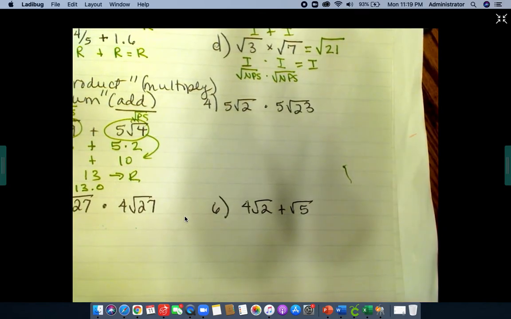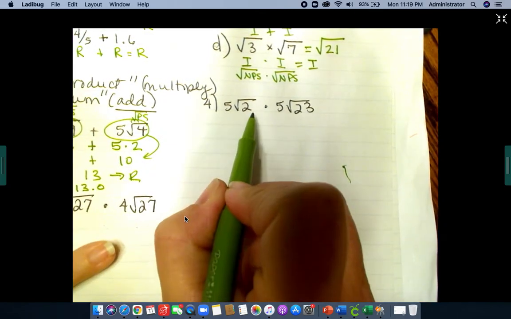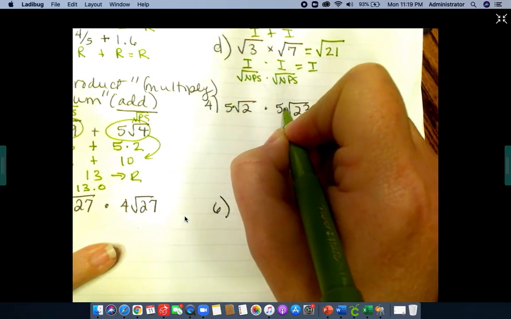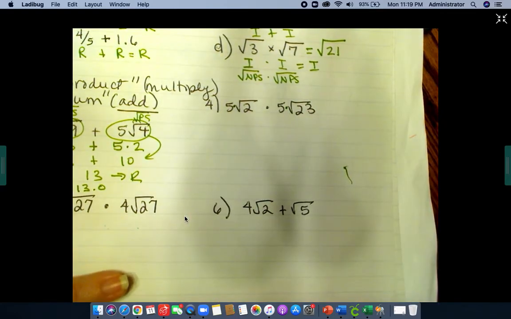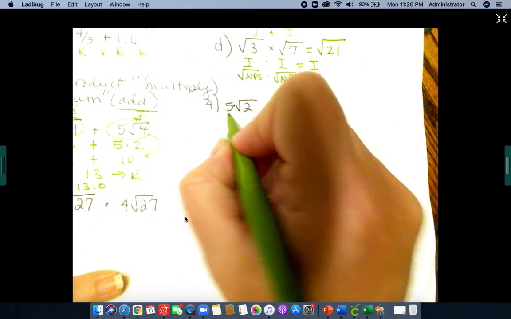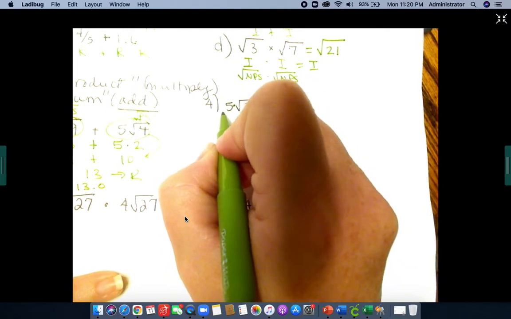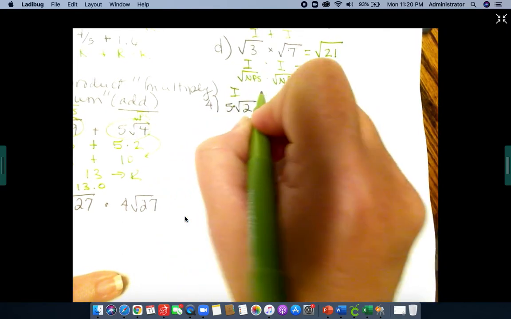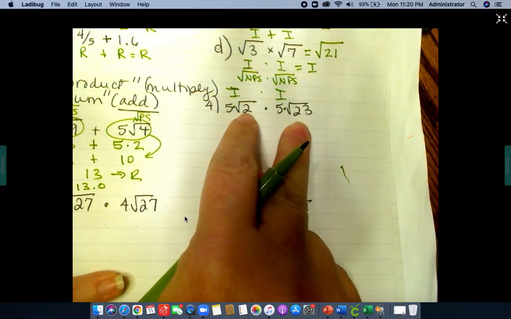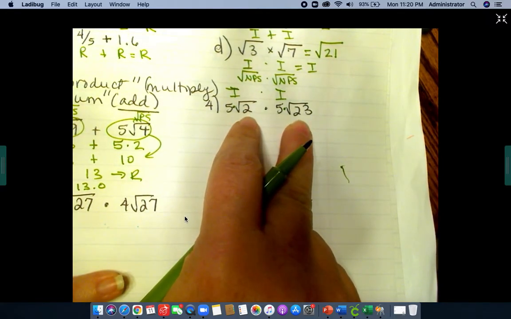So if we look at 4, I see 5 square roots of 2, which really is the same thing as just saying 5 times the square root of 2, and here we're multiplying that by 5 times the square root of 23. So things to keep in mind: this is an irrational number. The whole thing together is irrational, because we can't take the square root of 2 and we can't take the square root of 23.